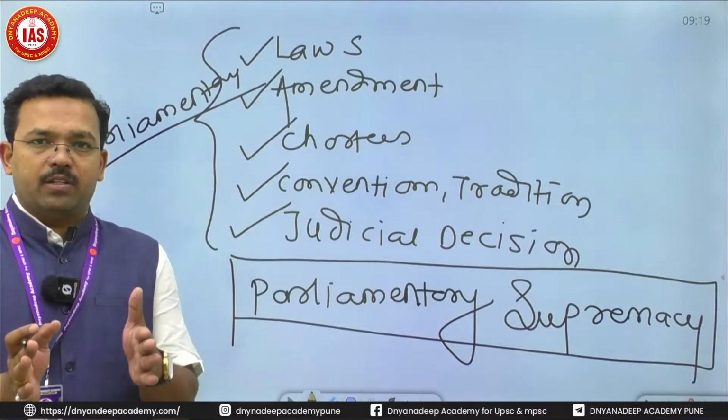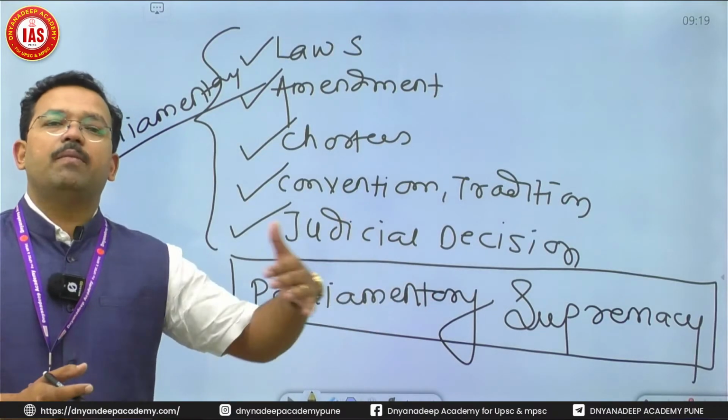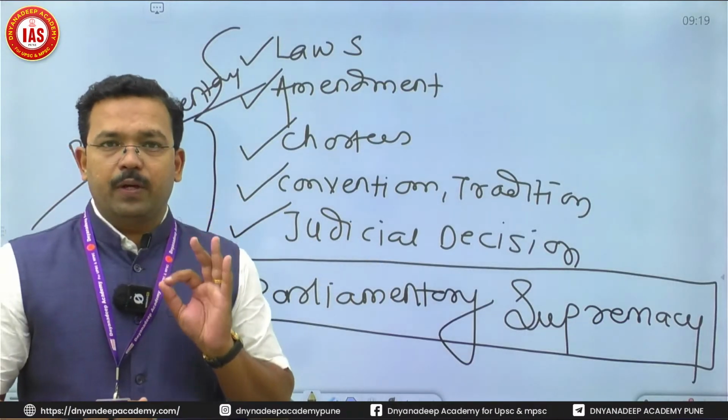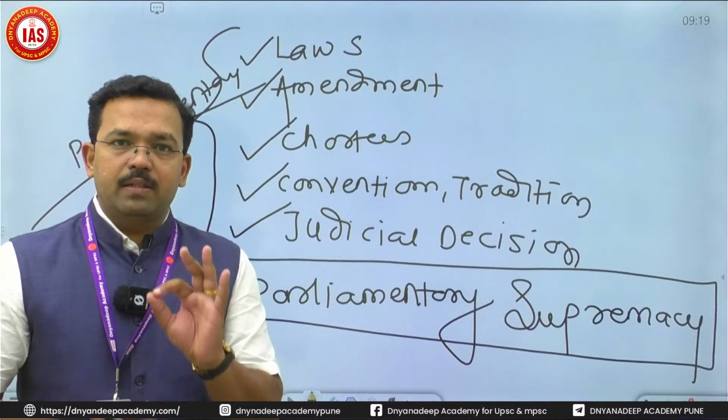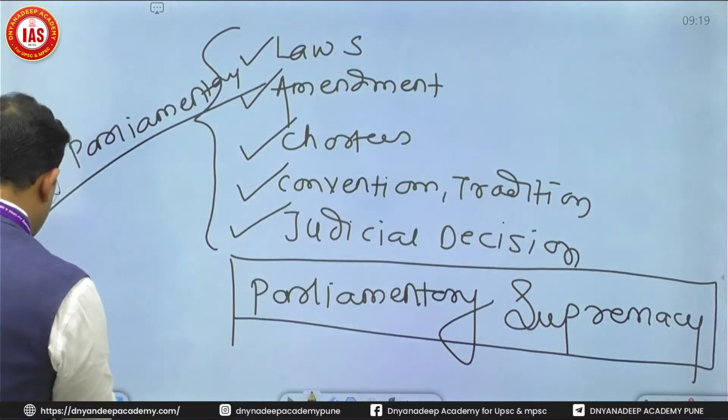We'll compare the British Constitution, the American Constitution and the Indian Constitution one by one. But here we are coming to a few important points. First important point, in Britain, what Parliament says is final. So in Britain, there is parliamentary supremacy.